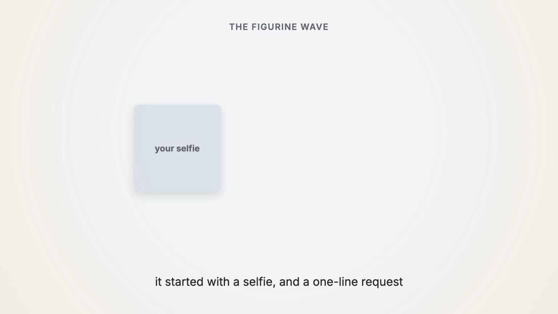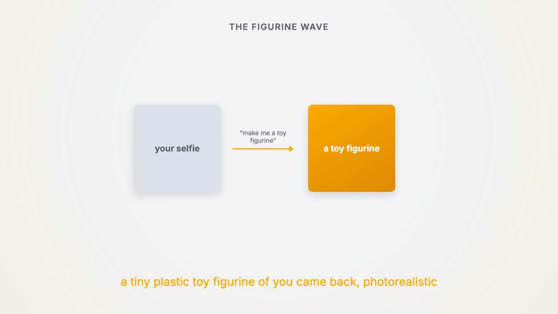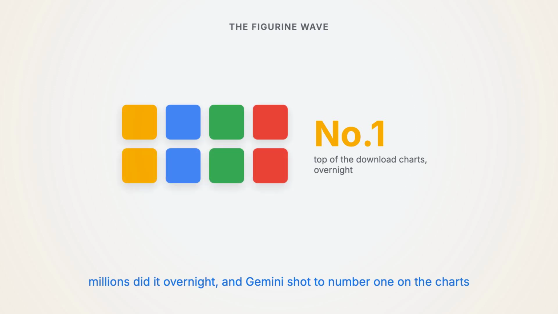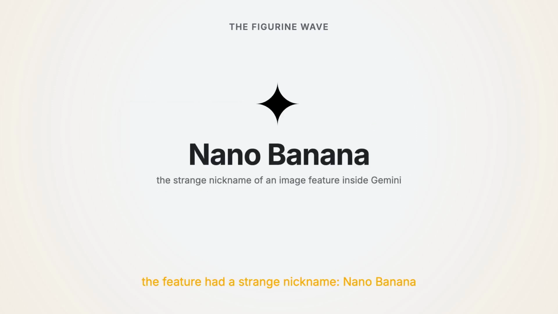It started with a selfie. People uploaded a normal photo and typed a simple request: turn me into a tiny collectible toy figurine in a box on a shelf, and a little plastic version of them came back, photorealistic lighting and all. Then it spread, millions of people doing it to their own faces overnight, and Google's Gemini app shot to #1 on the download charts. The feature behind it had a strange nickname: Nano Banana.